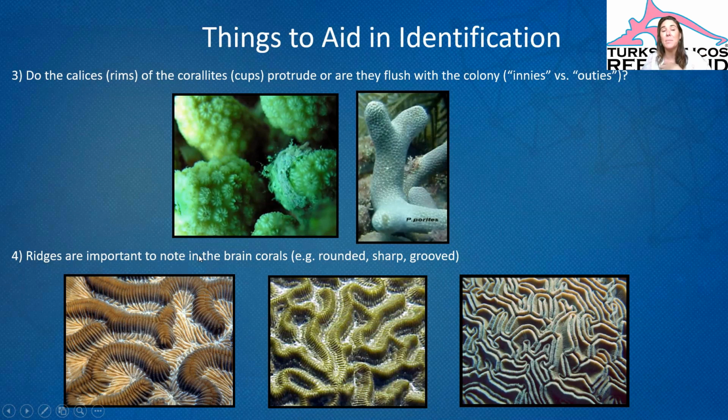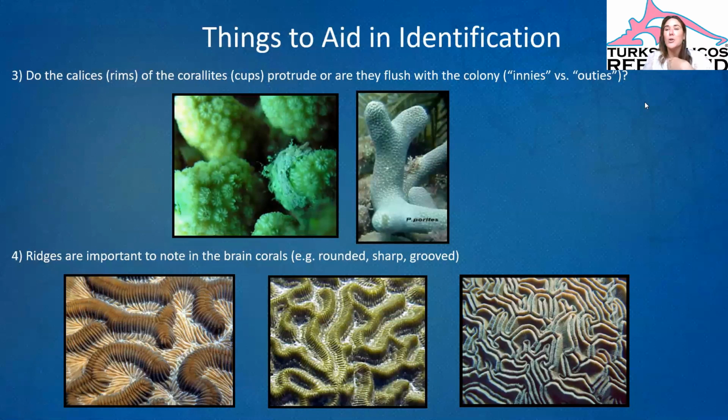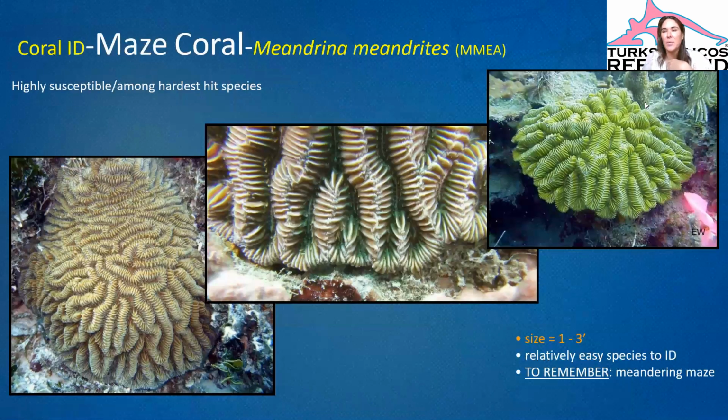Ridges are incredibly important for brain corals, and I will be spending a little bit of time in the next few minutes looking at the ridges of brain corals and how that will help us, because we have 4 brain corals out of the 14 species that we're going to be looking at, and we need to be able to separate and identify them. So let's go straight into it. I'm going to keep the little video right up here unless it seems like it is blocking something important.